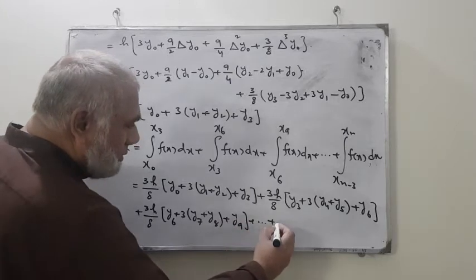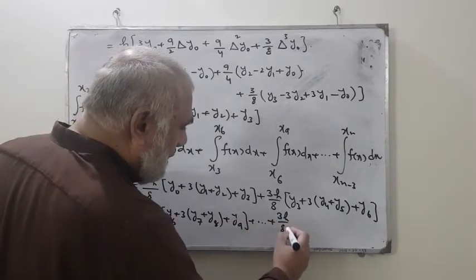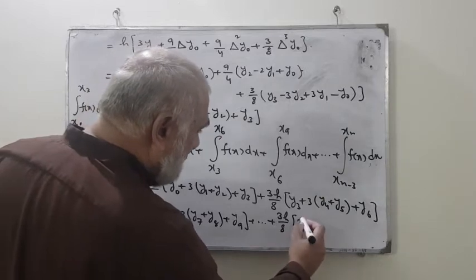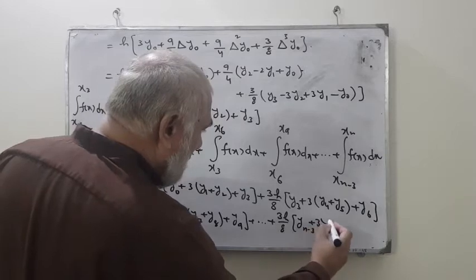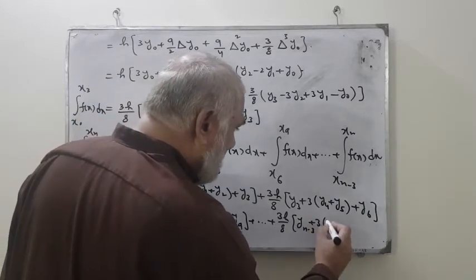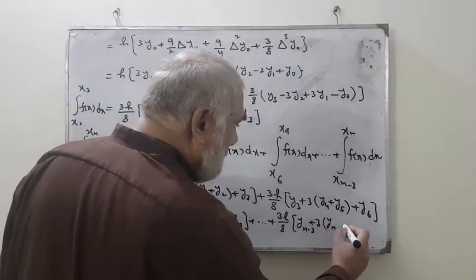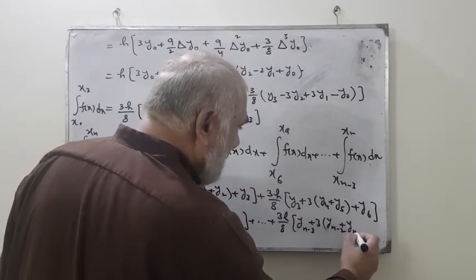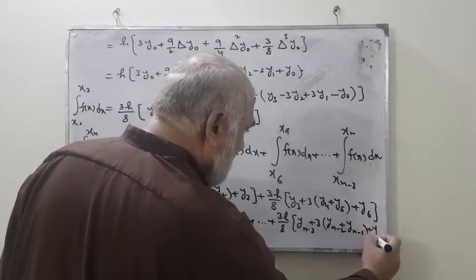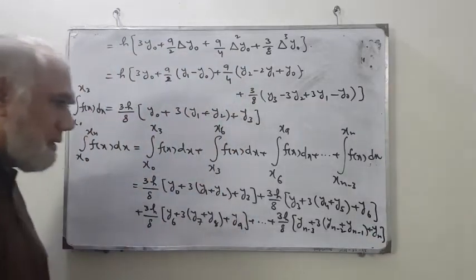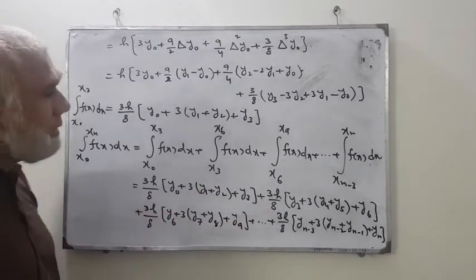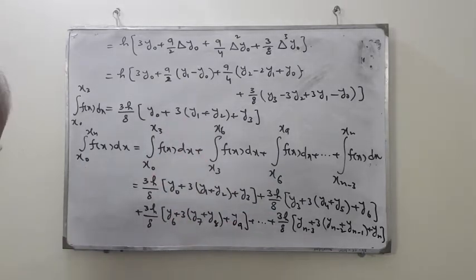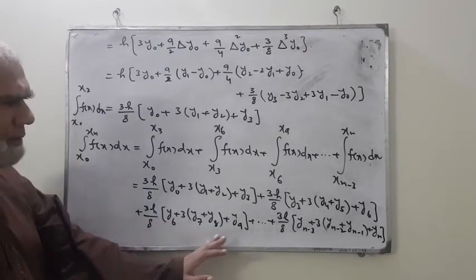And you can go on the same pattern, 3h by 8, and the result can take the form yn minus 3 plus 3 yn minus 2 and plus 3 yn minus 1 and plus yn. So these are the results you can obtain after replacing the integrals with this result. So this gives you the ultimate form. You can keep it as it is.